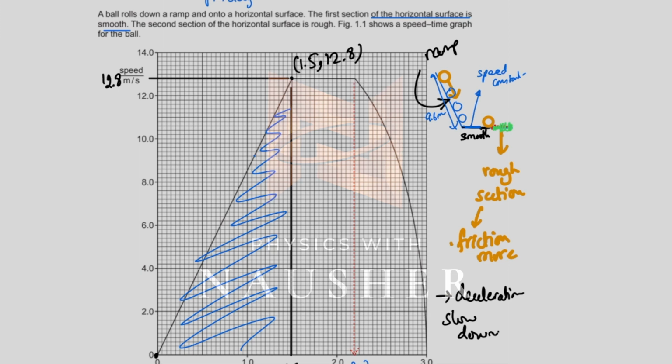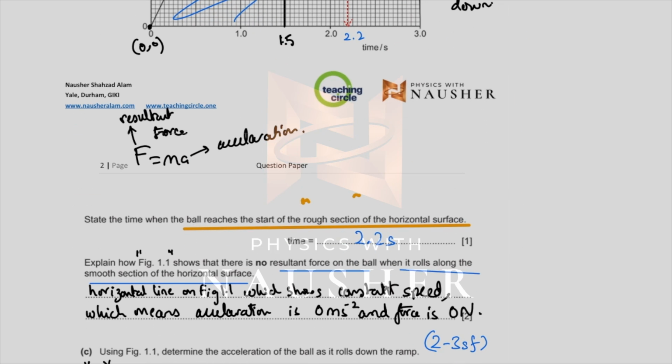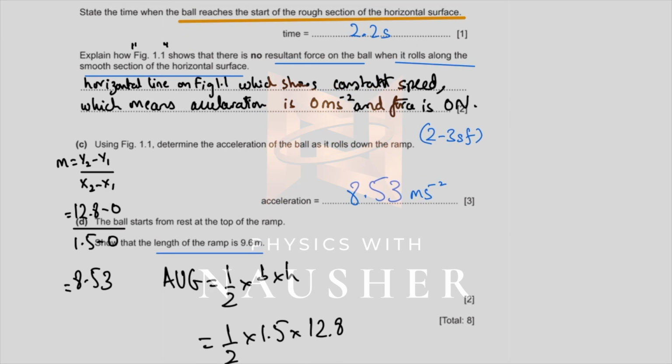Now the maximum speed that you attain at the end of this ramp is 12.8 meters per second, or your time guzra tha, that was 1.5 seconds, as you can clearly see. And then at the end of the smooth section, your time that had elapsed was 2.2 seconds. So यहाँ पे smooth section खत्म हो गया था और उसके बाद ये rough patch शुरू हो गया था आपका. Now, if I move on, state the time when the ball reaches the start of the rough section. That means that the end of the smooth section, that was 2.2 seconds.